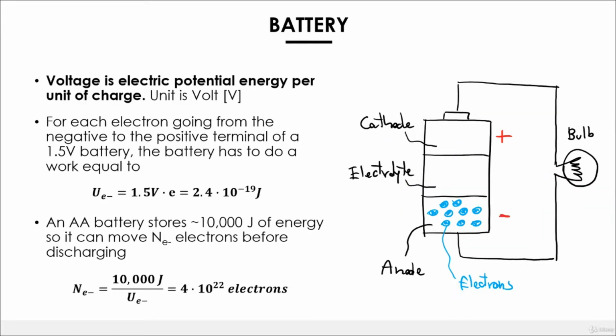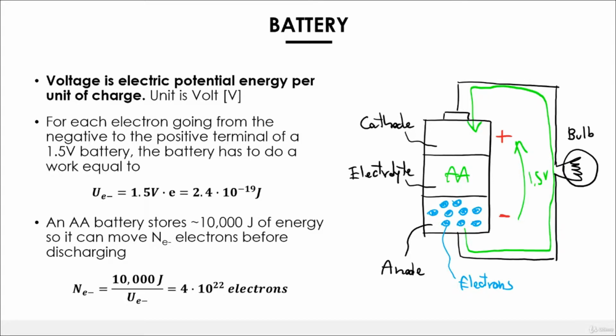Let's continue to analyze the example of the battery connected to the light bulb. If this battery is an AA battery, that means that we have a difference of potential equal to 1.5 volt between the two terminals. What does it mean? As we discussed before, voltage is the electric potential energy per unit of charge, and it's measured in volt. So that simply means that for each electron that goes from the anode to the cathode, the battery will have to do some work to push the electron across the circuit.